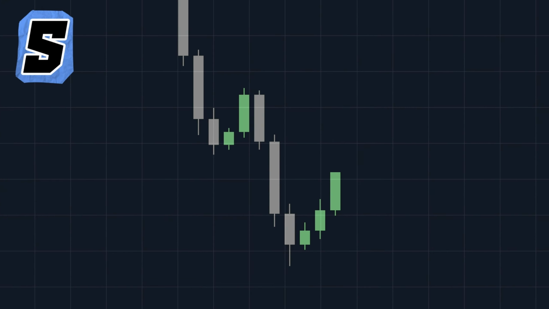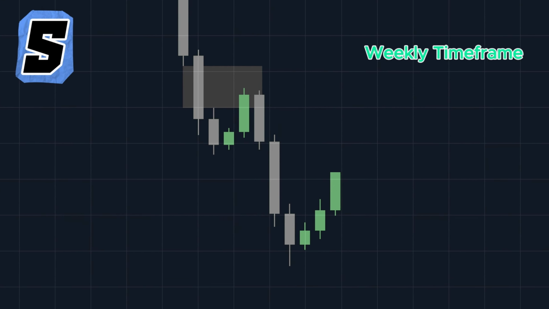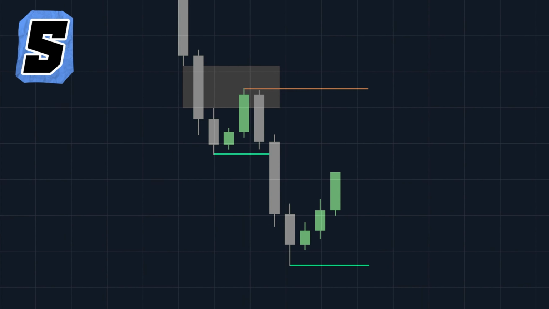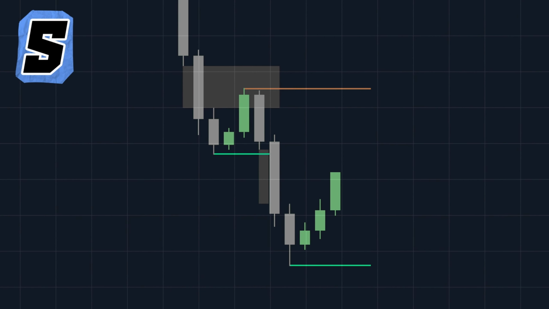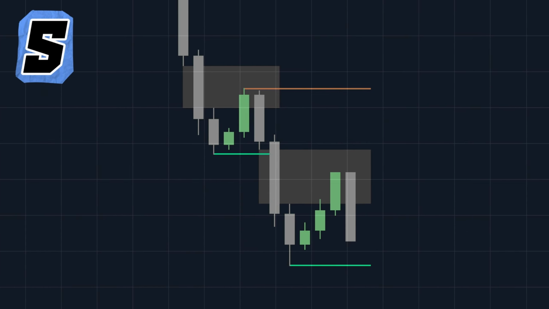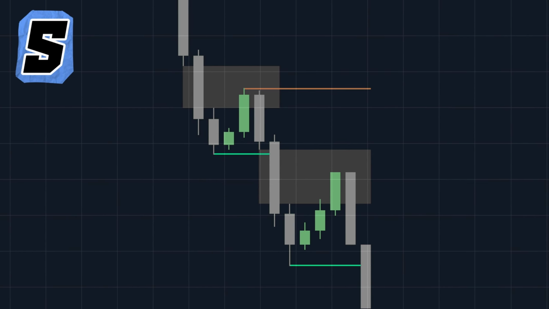And now here on the weekly time frame, we can see that the market is actually making very bearish swings, which means whilst our short-term trade made sense on the 4-hour time frame, the price has actually moved into a weekly bearish fair value gap. So we should be expecting a reversal on the lower time frames to align with the weekly market structure.